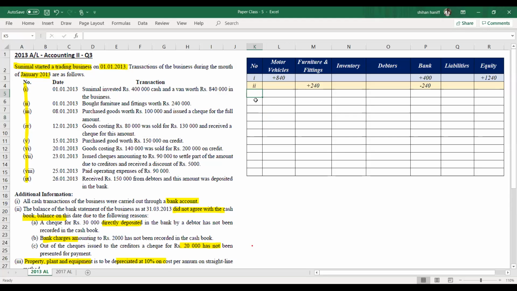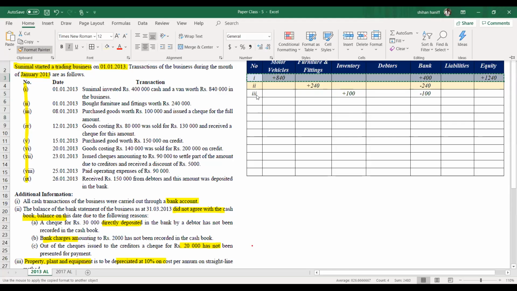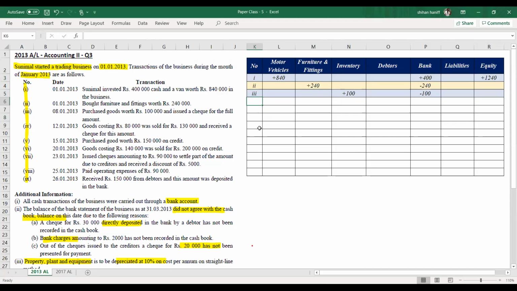Right? So number 3, 8th of January, purchased goods worth 100,000 and issued a check for the full amount. So the bank balance will reduce and the inventory will increase by 100. It's a purchase of goods worth 100 and issuing a check for the full amount.